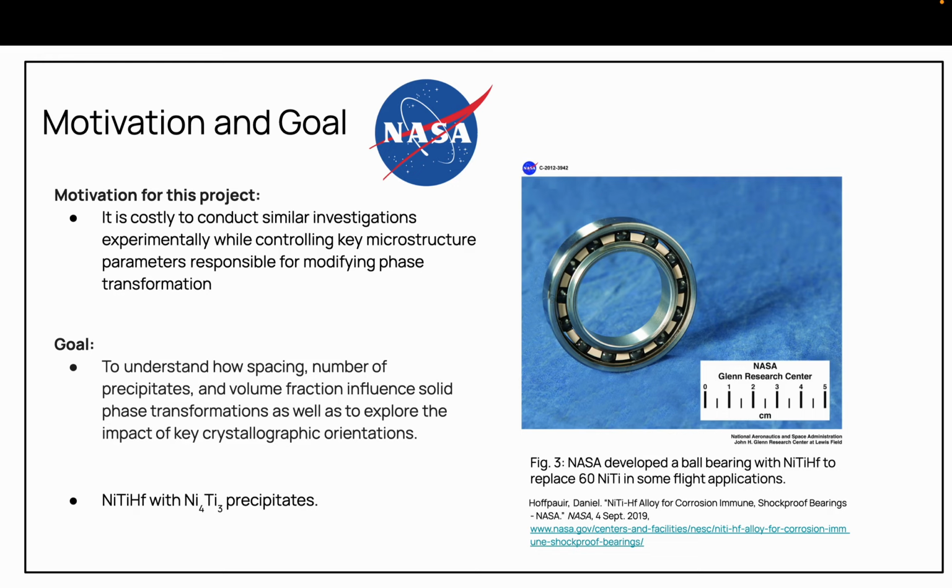The motivation for using a phase field is that it is costly to conduct similar investigations experimentally while controlling key microstructure parameters responsible for modifying phase transformations. It will help accomplish the goal of understanding how spacing, number of precipitates, and volume fraction influence solid phase transformations, as well as to explore the impact of key crystallographic orientations.